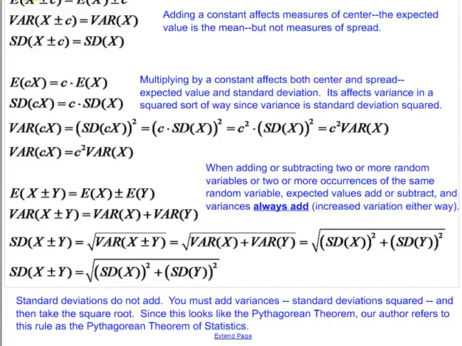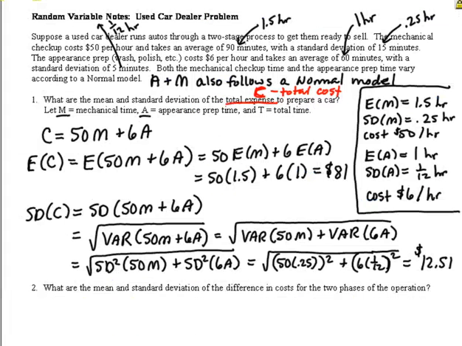So if we want to look at the used car dealer problem here, let's look at the first example. Suppose the used car dealer runs autos through a two-stage process to get them ready to sell. The mechanical checkup costs $50 per hour and takes an average of 90 minutes. Since we're talking about cost per hour, I'm going to change 90 minutes to 1.5 hours with a standard deviation of 15 minutes or 0.25 hours.